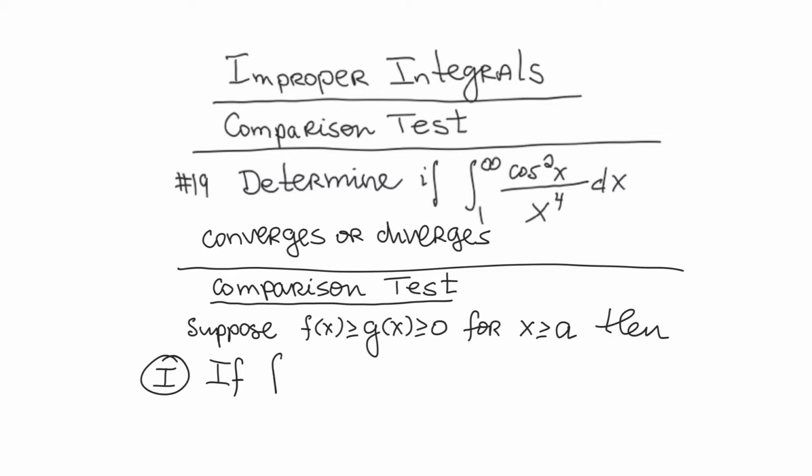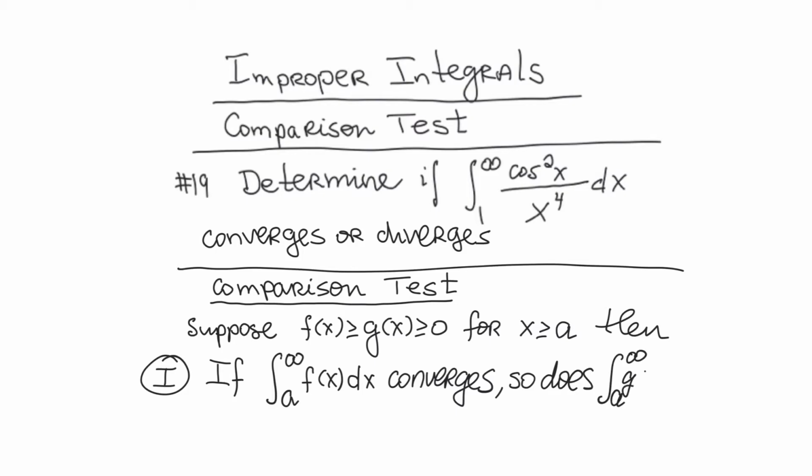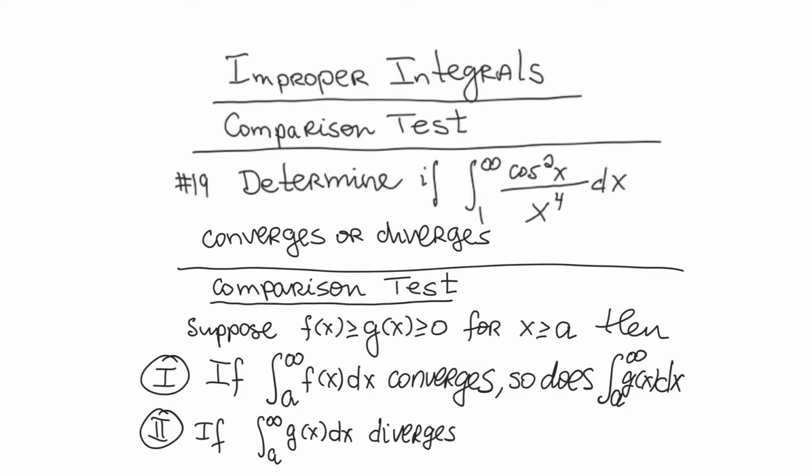If the integral from a to infinity of f of x dx converges, then the integral from a to infinity of g of x must also converge. And then the second part of the test: if the integral from a to infinity of g of x diverges, then so does the integral from a to infinity of f of x.